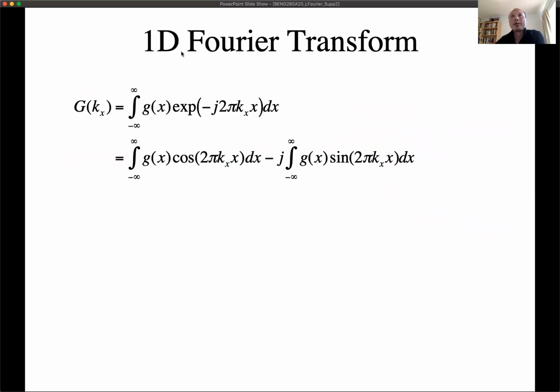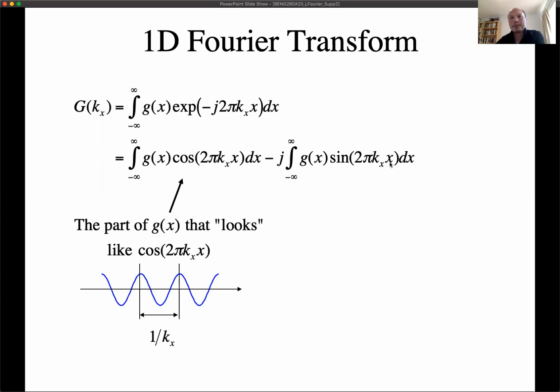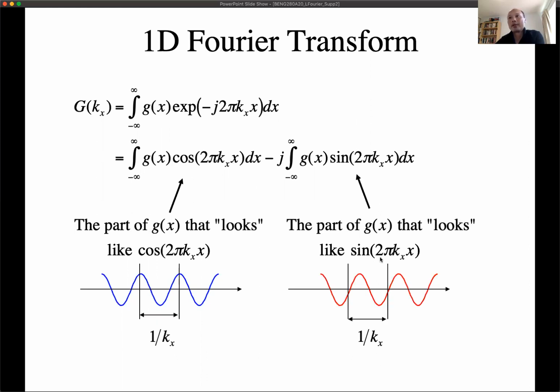So that means what we can do is write out the Fourier transform. We can take this complex exponential and expand it out as a cosine and a minus j sine term. And so when we do a Fourier transform, we're saying, how much does g of x look like a cosine? And how much does g of x also look like a sine? Basically, the idea is g of kx is how much this function g of x looks like a cosine with this particular frequency or a sine with this particular frequency.